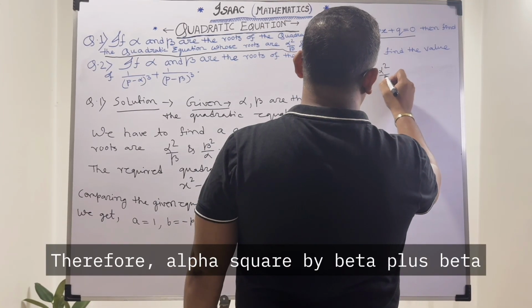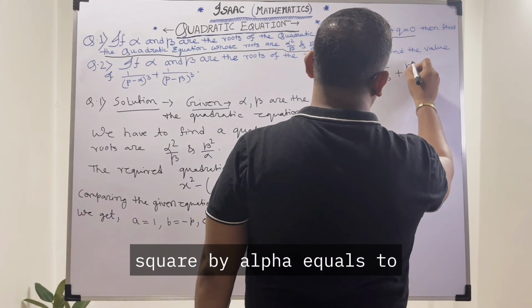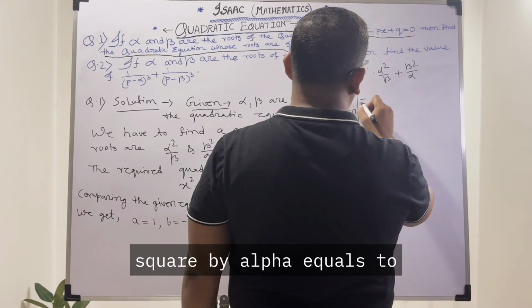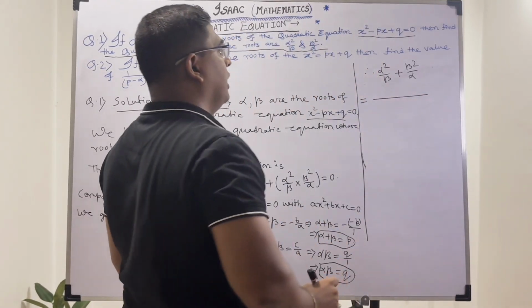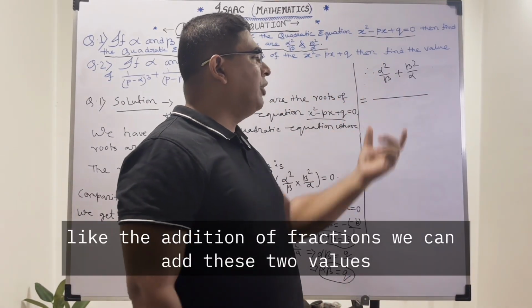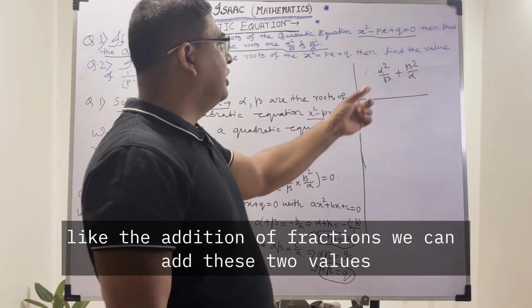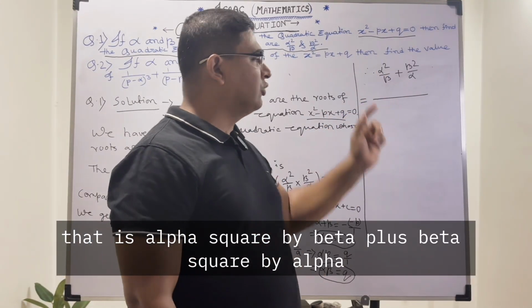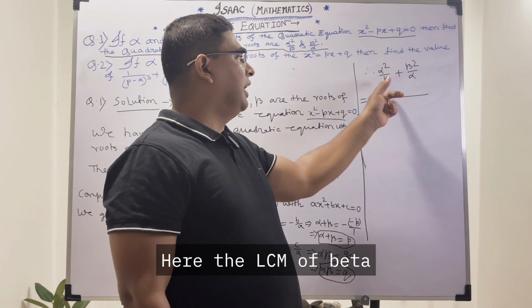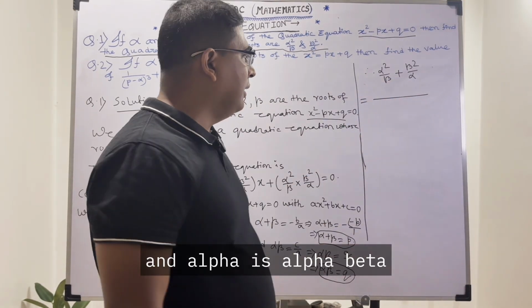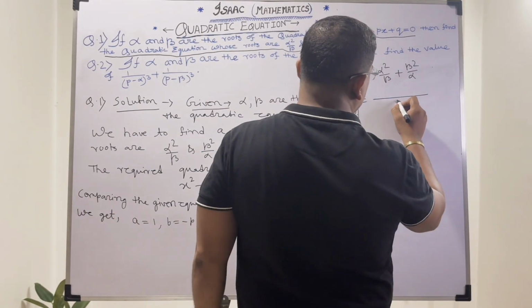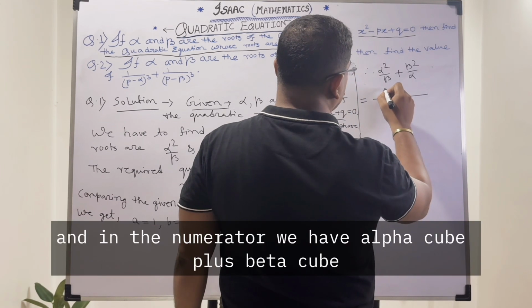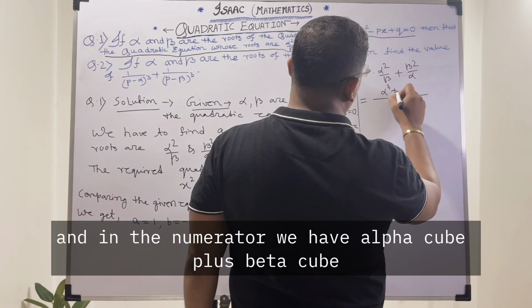Therefore, alpha square by beta plus beta square by alpha equals to, like the addition of fractions, we can add these two values, that is alpha square by beta plus beta square by alpha. Here the LCM of beta and alpha is alpha beta and in the numerator we have alpha cube plus beta cube.